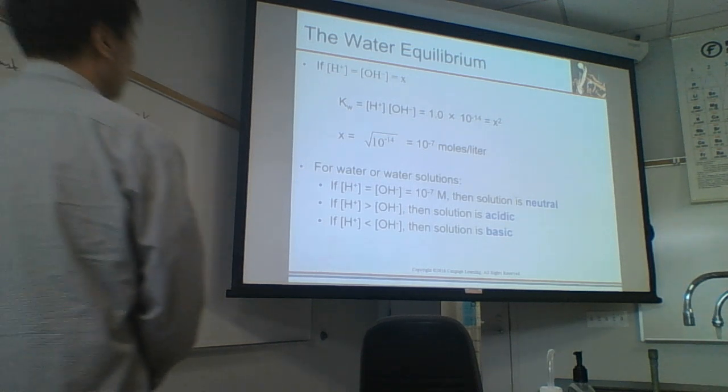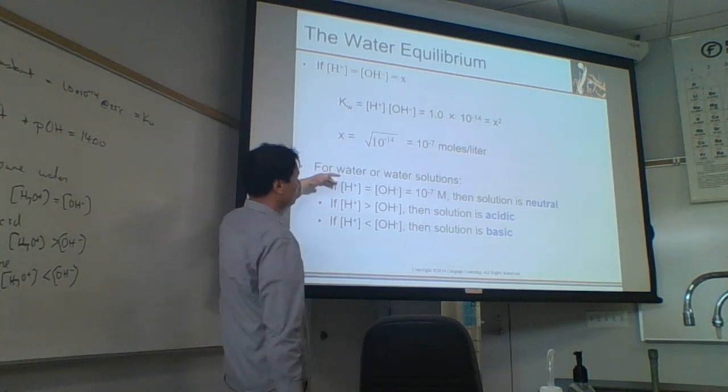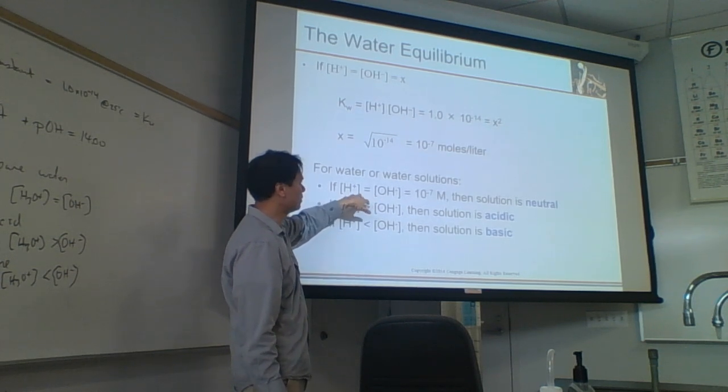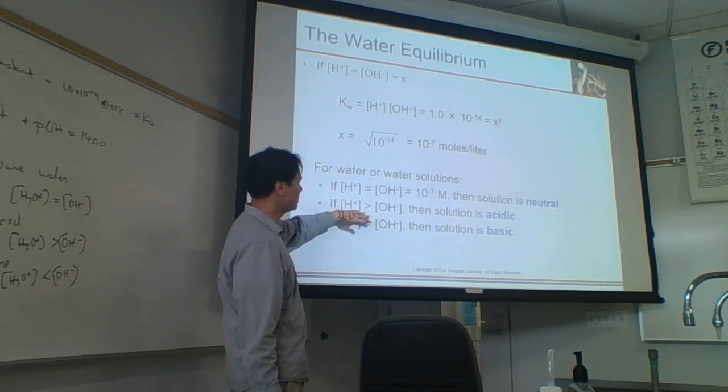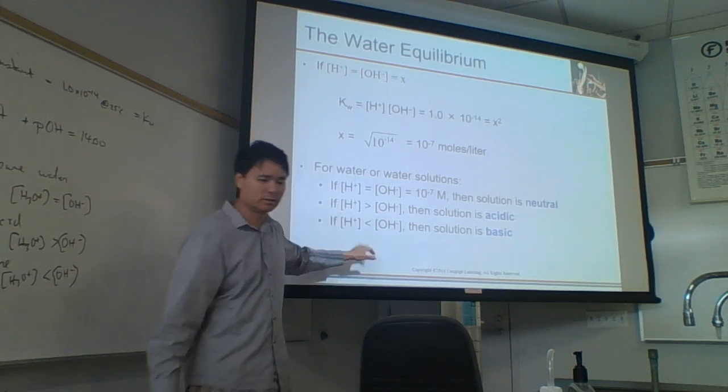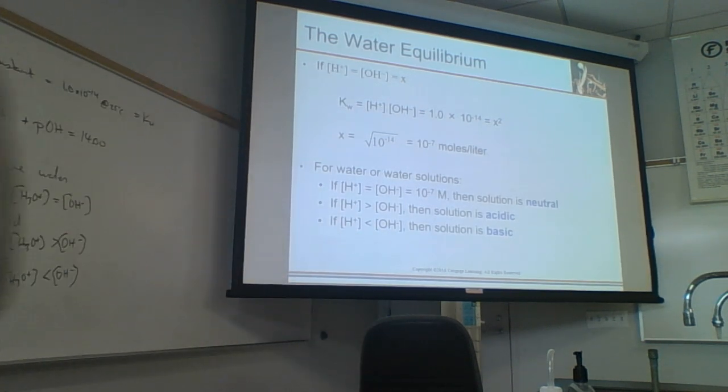Here's for pure water, which is neutral. Neutral means the H plus and the hydroxide are equal. In acid, the H plus is greater than hydroxide. In bases, the hydroxide is greater than the H plus, which are written over there.